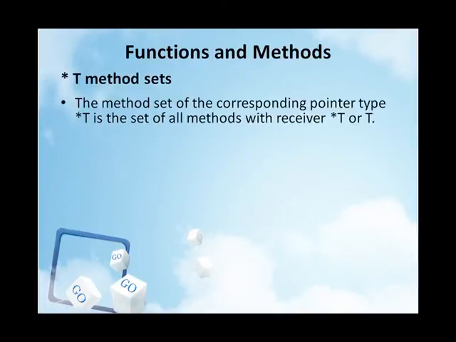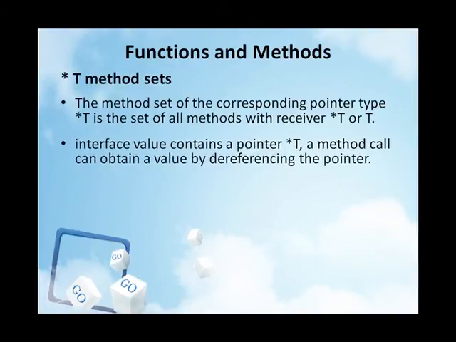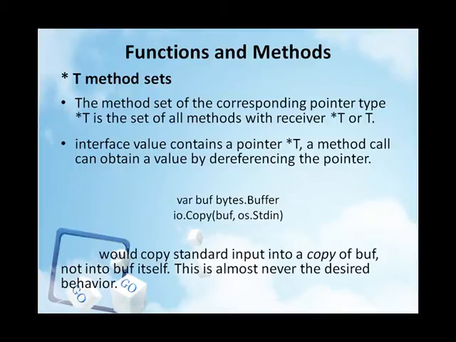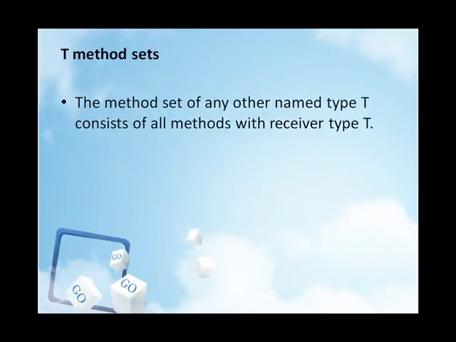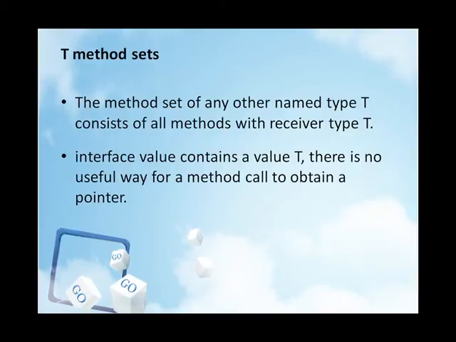Functions and methods. The method set of any named type T consists of all methods with receiver type T. The method set of the corresponding pointer type *T is the set of all methods with receiver *T or T. If an interface value contains a *T, a method call can obtain a value by dereferencing the pointer. But if an interface value contains a value T, there is no useful way for a method call to obtain a pointer.